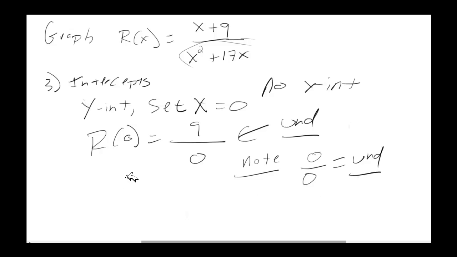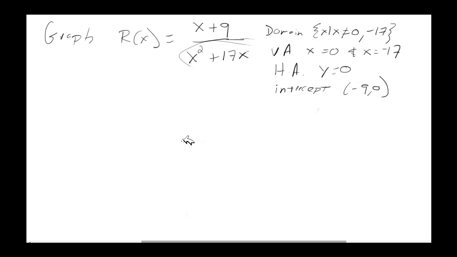Okay, let's see what we've got so far. Here I have all the stuff I know. I've got the domain, I put the vertical asymptotes, the horizontal one, and the intercept. So I'm going to put these all on a graph. So let's see what happens.